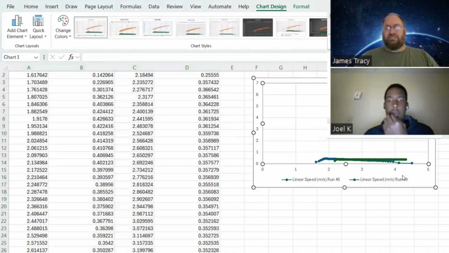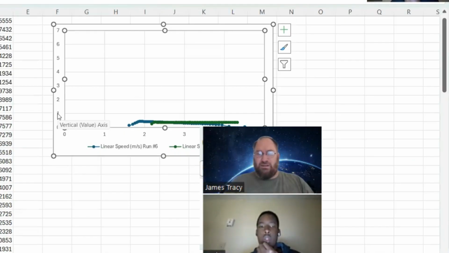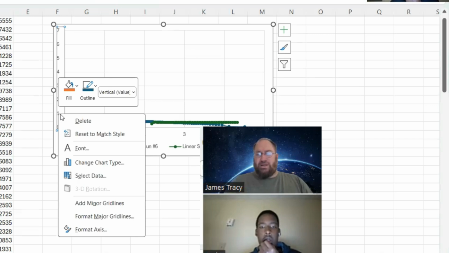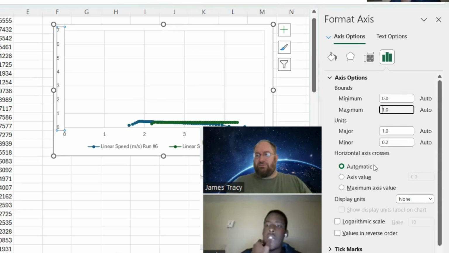All right, there's your two data sets. Click over here on the left-hand side where it says 1. We want to rescale that. Right-click and then scale or format axis. And we're going to change that maximum from 7 to 1. And just hit tab to skip out of there, or click elsewhere, one of those two.